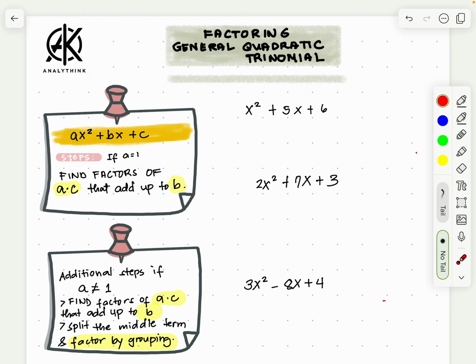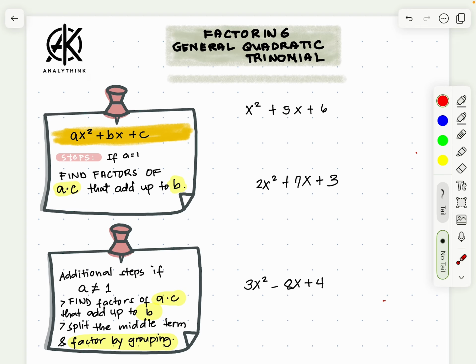In this video, let's talk about how we factor a general quadratic trinomial. So when we say general quadratic trinomial, it's in this form: ax squared plus bx plus c. Now, if your a is 1, that means the coefficient of your x squared is 1.